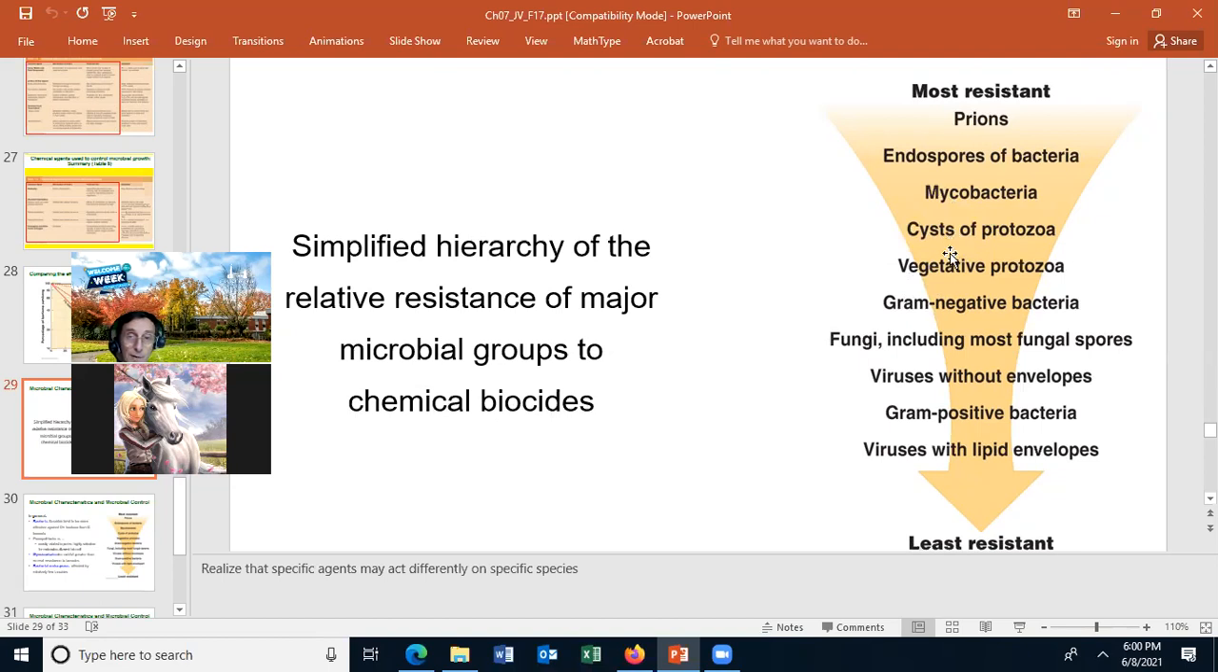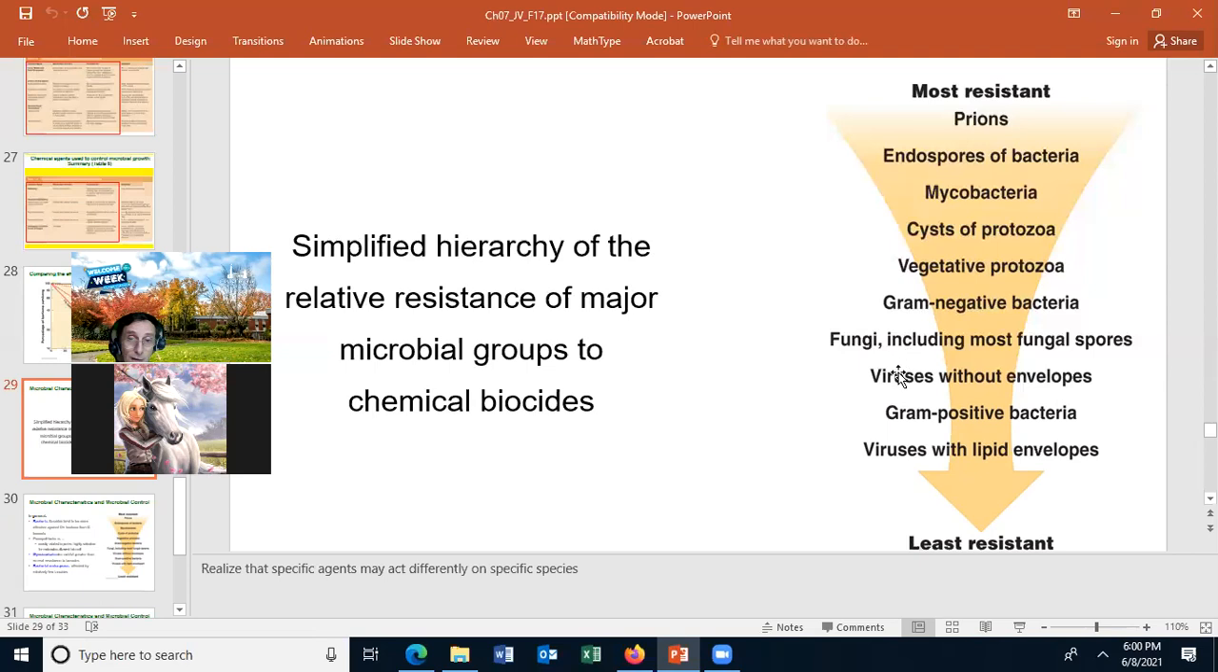The cysts of protozoa are the next most resistant microbe. And then we have vegetative protozoa, gram-negative bacteria. They are a little more resistant than gram-positive bacteria because of their outer membrane of the cell wall. It prevents some chemicals from getting into the cell and then killing the cell.